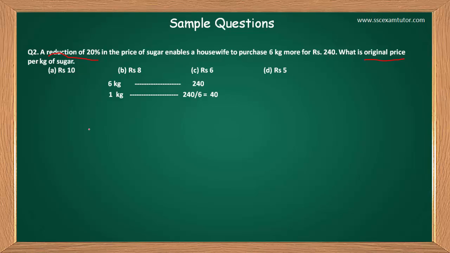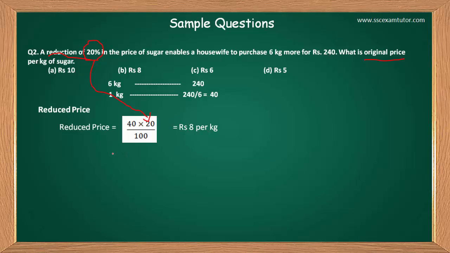So first of all you will have to find the reduced price. Okay, so reduced price is equal to 40 into 20 upon 100. Again I am using this 20. Okay, don't get confused, I am using this 20. So on solving you will get rupees 8 per kg.